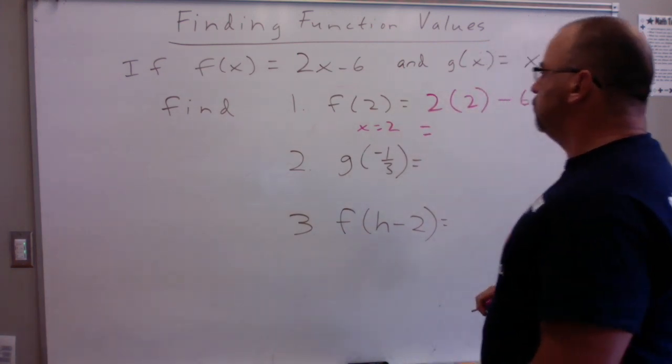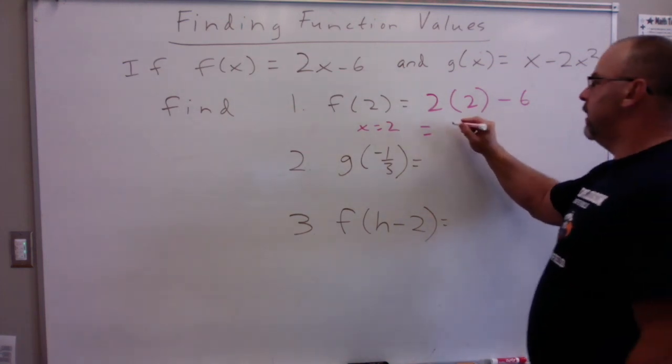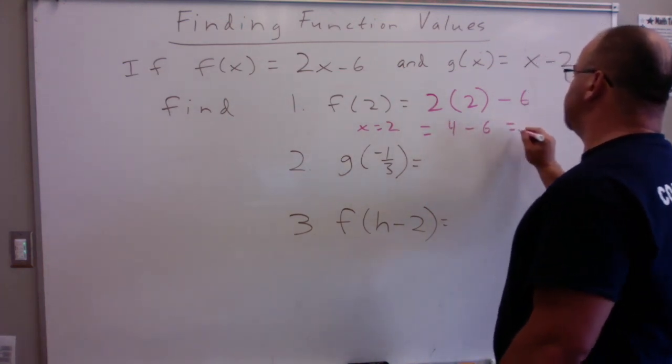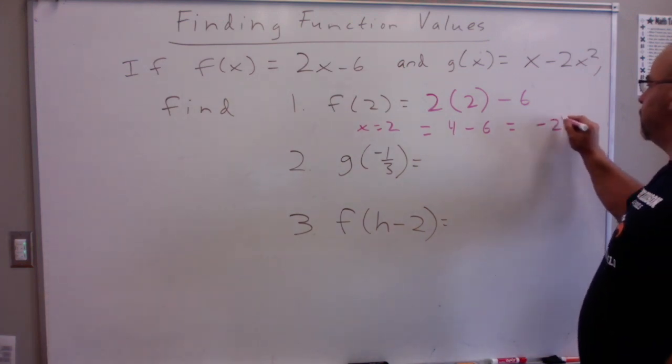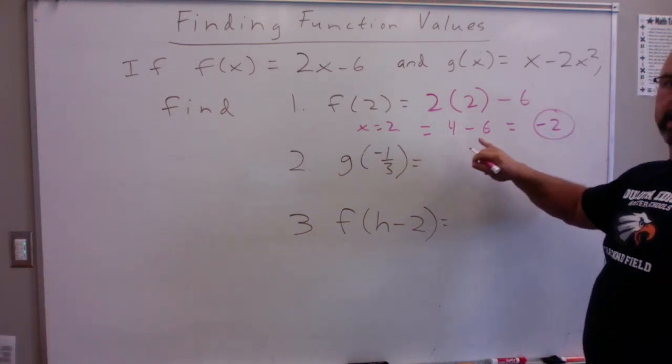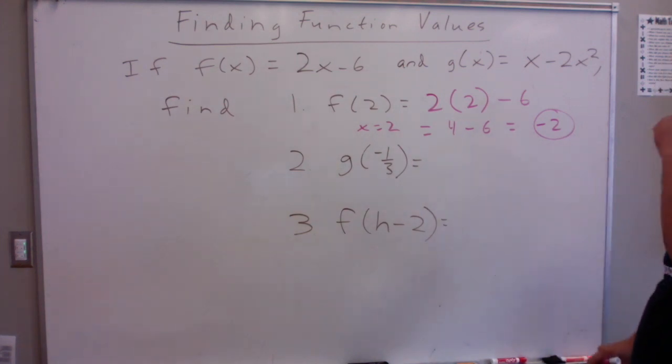2 times 2 is what? 2 times 2 is 4. 4 minus 6 is equal to, not a positive 2, but it's actually a negative 2, because a small number minus a big number is a negative result.